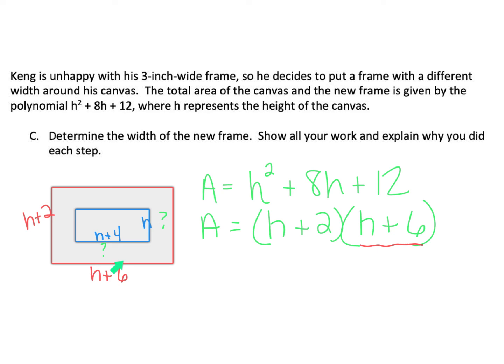Some kids will write 2 inches as their answer, but not you. It picks up 2 inches in total, so that means from here to here is the h plus 4. It picks up 1 inch here and 1 inch here for this distance. Similarly, for this side, from here to here is h, grows to h plus 2, so it's picking up 1 inch on either side. So there is a 1 inch border all the way around.